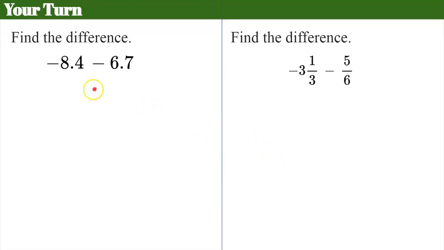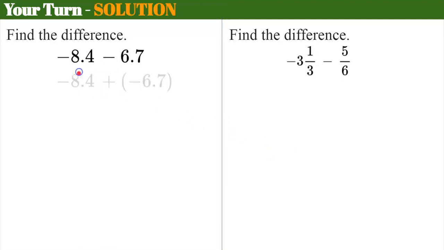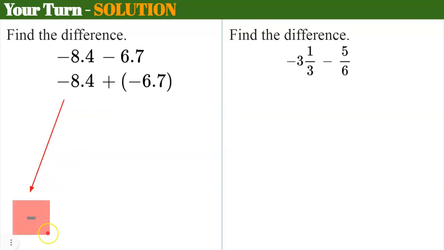Welcome back. So let's rewrite these. Keep the first value, negative 8.4, change subtract to add, and the opposite of 6.7 is negative 6.7. They have the same sign, so I'm going to always know that my difference, when I add these, is a sum, but I'm really finding a difference of the original. But when you add two values with the same sign, you keep the sign. So now I just need to add 8.4 and 6.7.